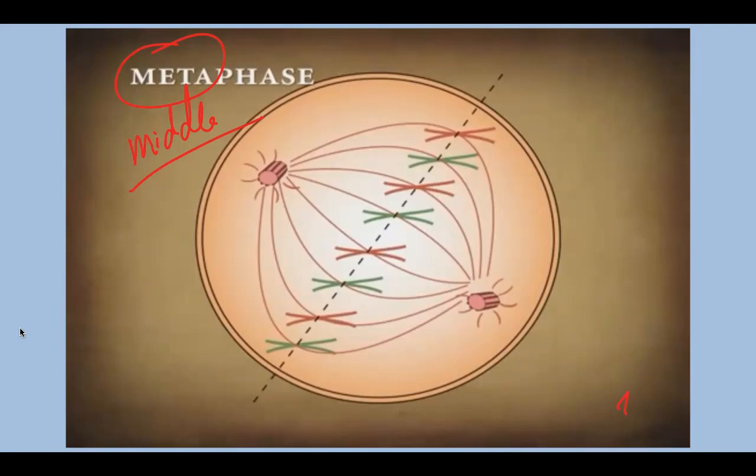So whatever. But meta in science means middle. So that should be easy to remember what happens during metaphase. Literally the only thing that occurs during metaphase is the chromosomes line up in the middle. Now, why do chromosomes line up in the middle? Because then it's easy for the kinetochores to attach to the centromere and then separate all of the chromatids from each other.